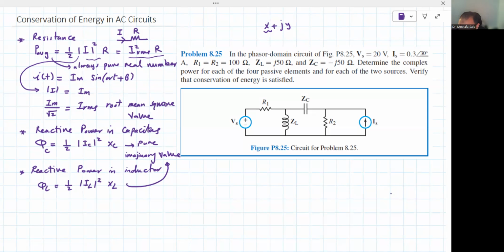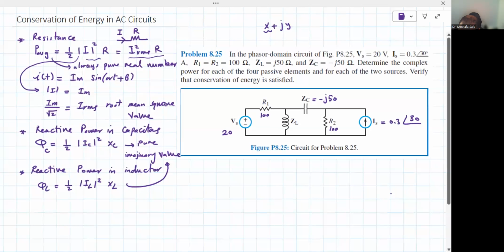The current is given. It is 0.3 angle 30. And the voltage Vs is also given. It's 20 volts. It has no phase; the phase is 0. R1 is 100. R2 is also 100 ohms. ZC is minus J50. It's given. And ZL is J50. It's also given. Everything is given.